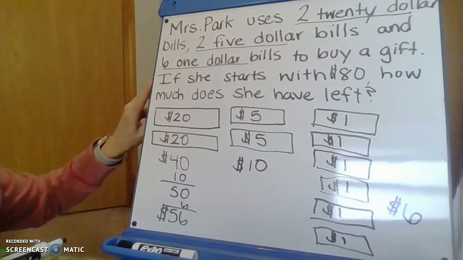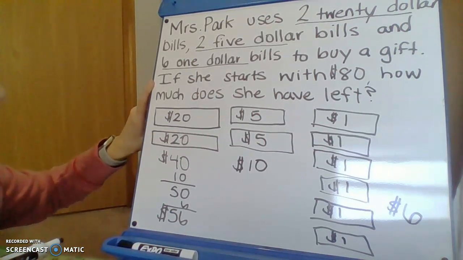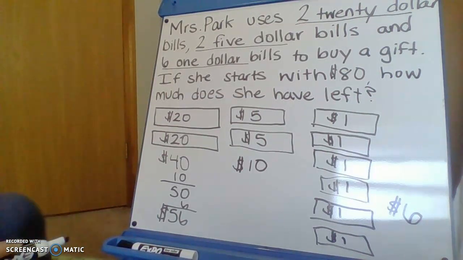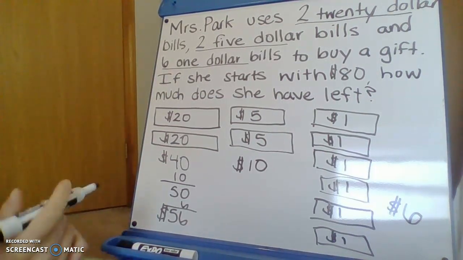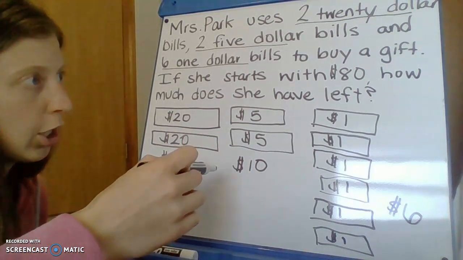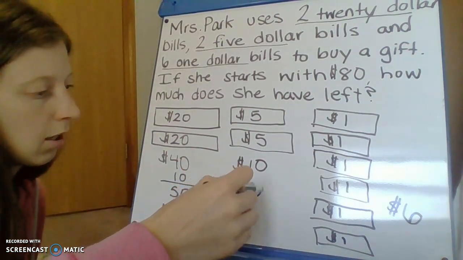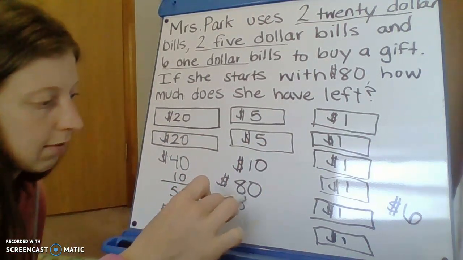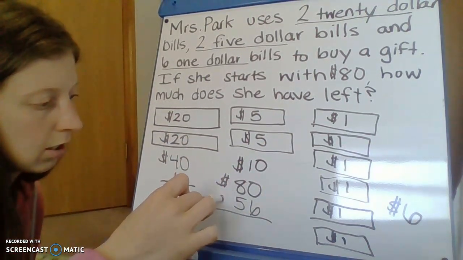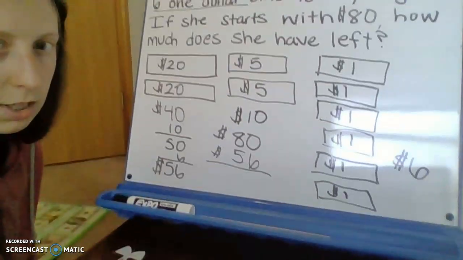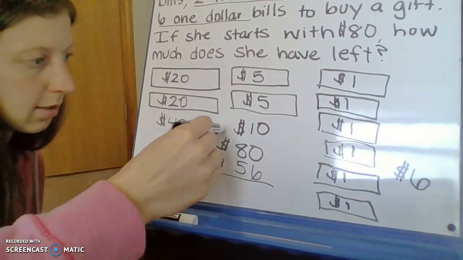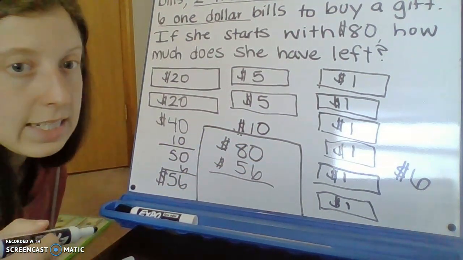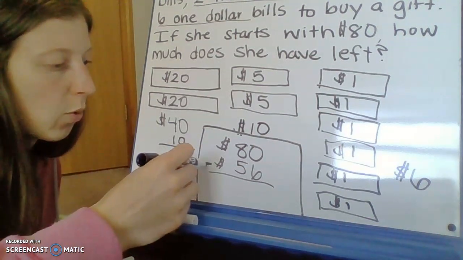Now we have to go back to our question. If she starts with $80, how much does she have left? I kind of ran out of room, so I'm going to do it right here. She started with 80. She used 56 of it on a gift. You see it? I'm going to box it so you can really focus in on it. We have to find the difference between those numbers, which means we're going to subtract.